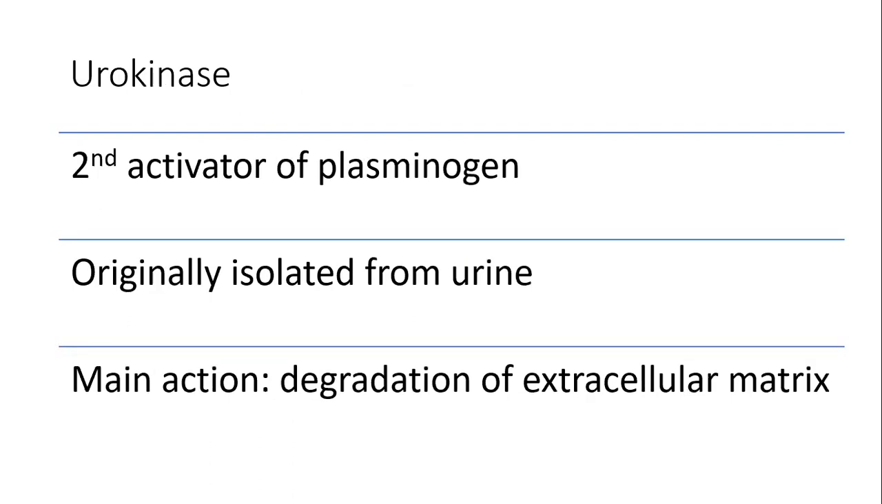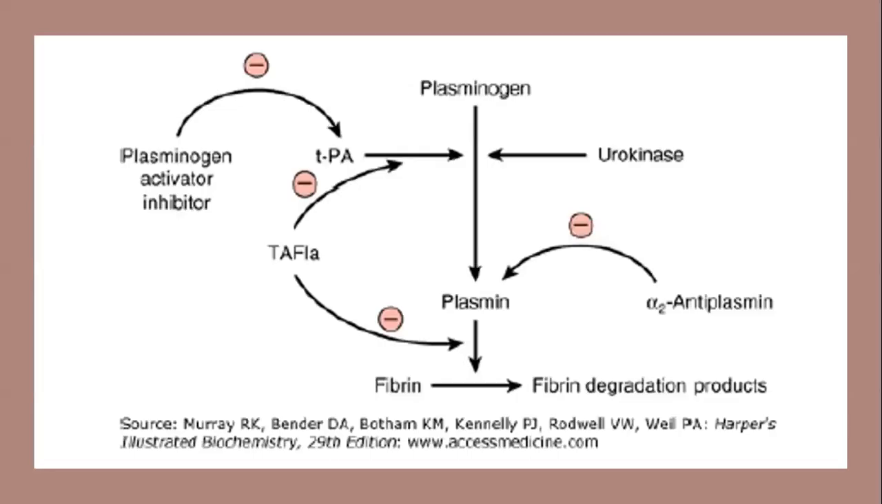Urokinase is also an example of an activator of your plasminogen. It was originally isolated from the urine, which is why it is called urokinase. Its primary mechanism of action is degradation of the extracellular matrix.